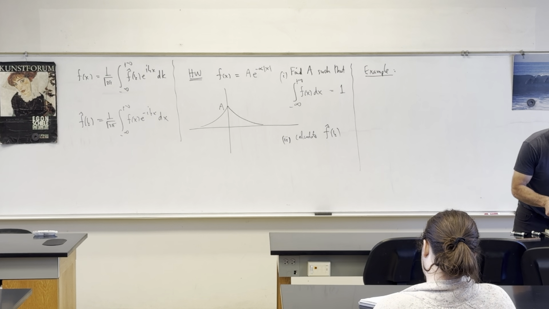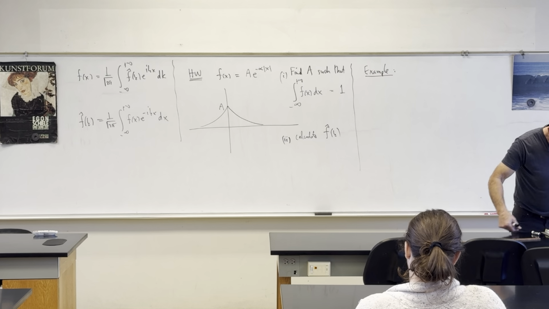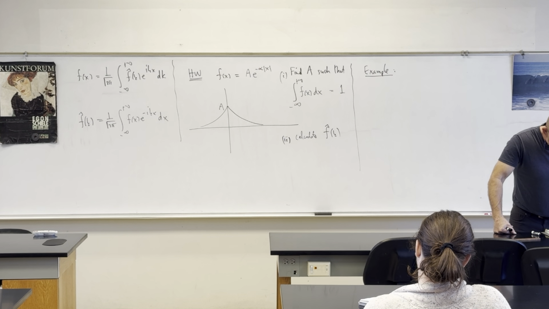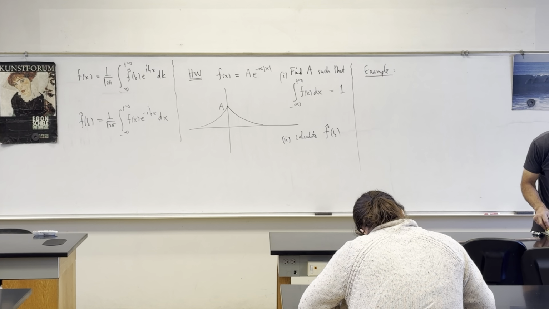Okay, so we got this. I think I'm going to do some of this. Okay, good. We have to do an e to the minus ax squared.